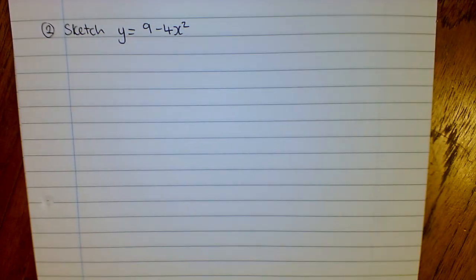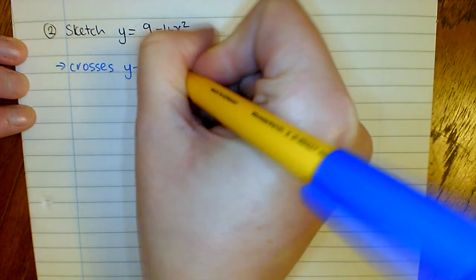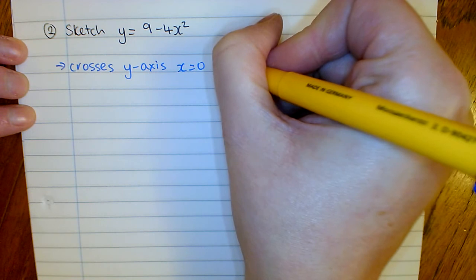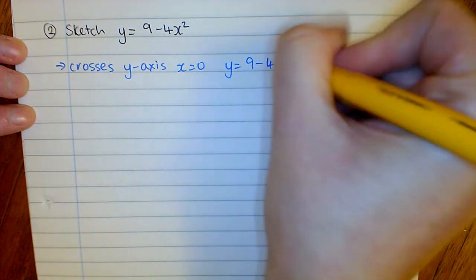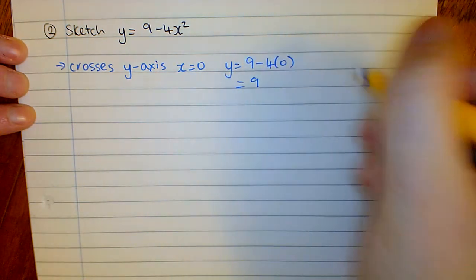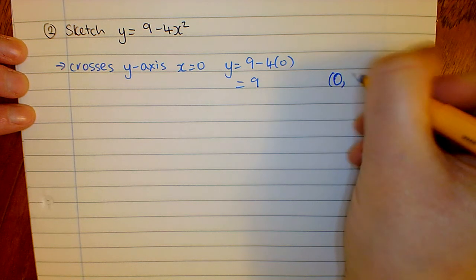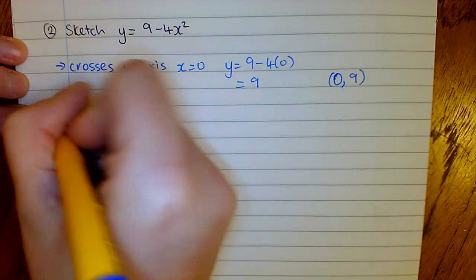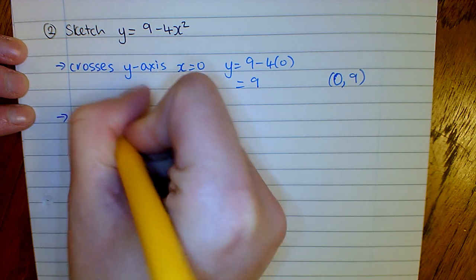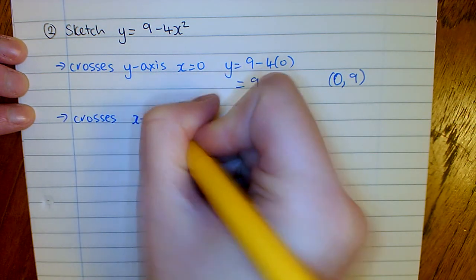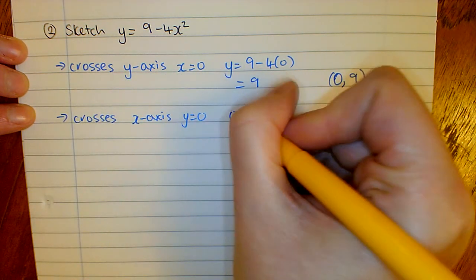Okay, our second one then, sketch y equals 9 minus 4x squared. So again, find where it crosses the y-axis. So that's when x is 0. So we get the y value is 9. So 0, 9, that's our first coordinate. Find then where it crosses the x-axis. So that's when y is 0.